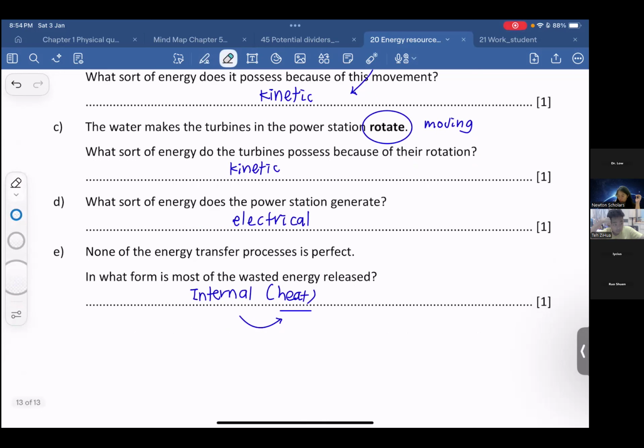So for wasted energy, most of the case we will say that energy is lost to the surroundings due to friction and converted to heat. So heat is mostly our answer. But of course, in some applications such as a kettle, you cannot say heat is the wasted energy. With a kettle, we boil the water, make it become hot, so heat is not wasted. So you have to depend on the case. But in most cases, wasted energy is in the form of heat.